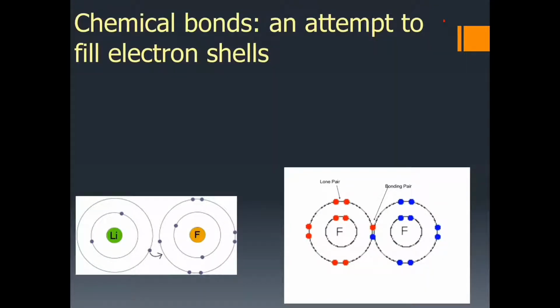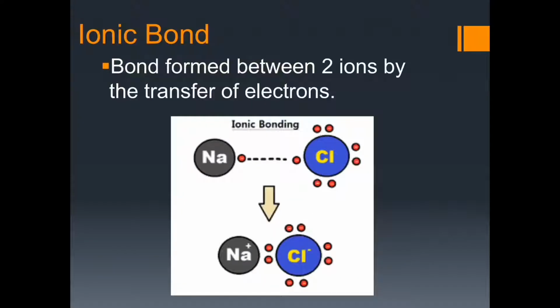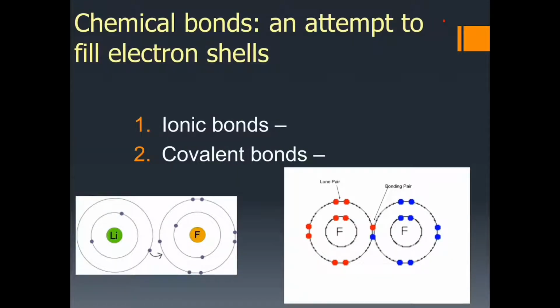So chemical bonds are an attempt to fill the electron shells. There are 2 different types of bonds that we're going to talk about, which are ionic bonds and covalent bonds. If you're looking at the pictures down here at the bottom, we've got lithium and fluorine in the left picture. There's an arrow indicating that lithium is giving its 1 electron in its valence shell to fluorine. Fluorine has 7 electrons in its valence shell. So if lithium gives up its 1 electron, this 7 then becomes 8.